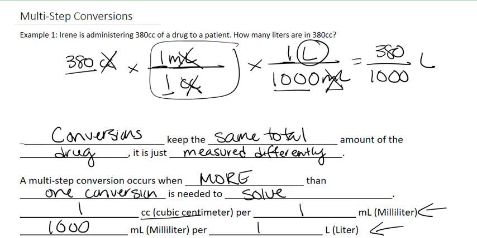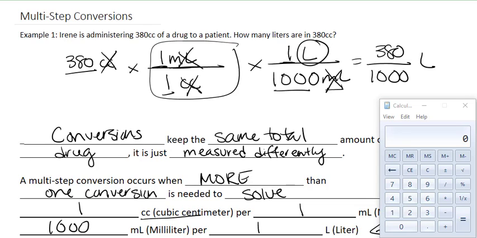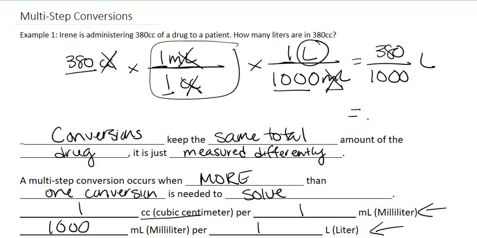And this is liters. So the next step would be to get our calculator out. So we would take 380 divided by 1,000, which is equal to 0.38. So we would write 0.38 L, which stands for liters. So the amount of liters that are in 380 cc is 0.38 liters.